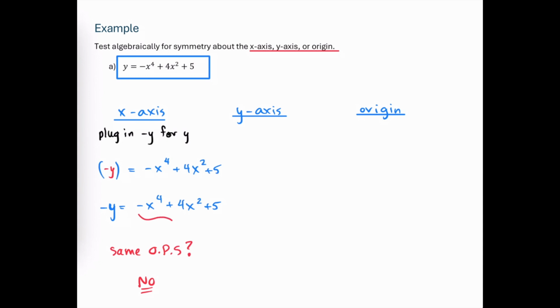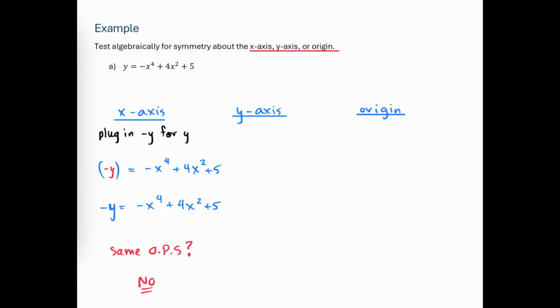We did not change anything on the right-hand side, but the left-hand side went from being positive y to now being negative y, and so that's definitely going to have a different set of ordered pair solutions and a different graph than the original. We're algebraically testing to see if we flipped this thing over the x-axis, would we get the same graph?